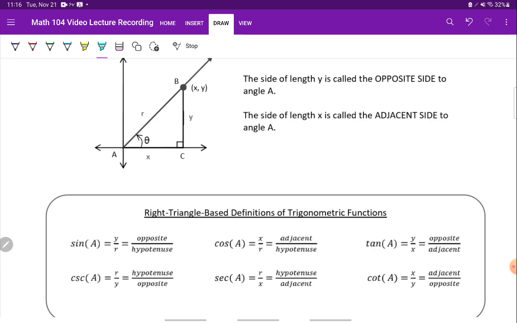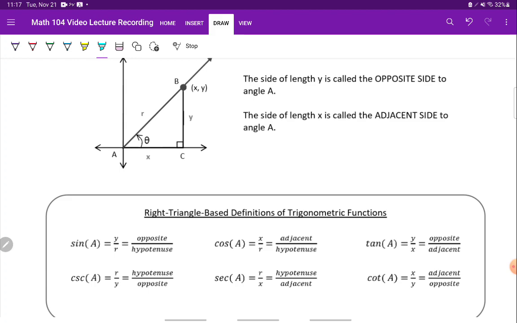So previously we defined sine to be y over r. And we're still going to use those same definitions. We're just going to put different words to it, different thoughts to it. Instead of y over r, I'm going to think of it as the opposite side of the triangle divided by the hypotenuse of the triangle. And for cosine of angle A, I'm going to think of it as the adjacent side divided by the hypotenuse.